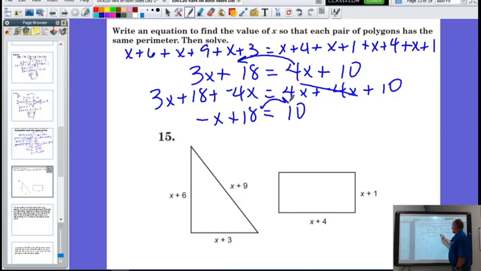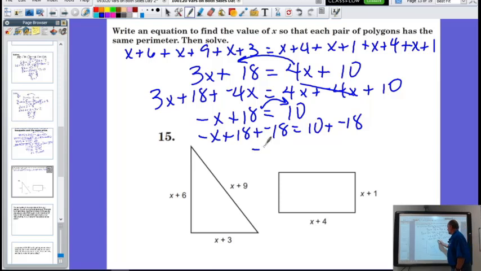So now I move my 18 over. So I end up with negative x plus 18 plus negative 18 equals 10 plus negative 18. And so you end up with negative x is equal to, and then over here, negative 8. Now the other day I talked to you about what happens if my variable is negative. Okay, all we have to do to turn it into a positive x is change the x to positive, and whatever the other number is, whatever its answer is, change it to its opposite. So that tells me that x has to be 8.